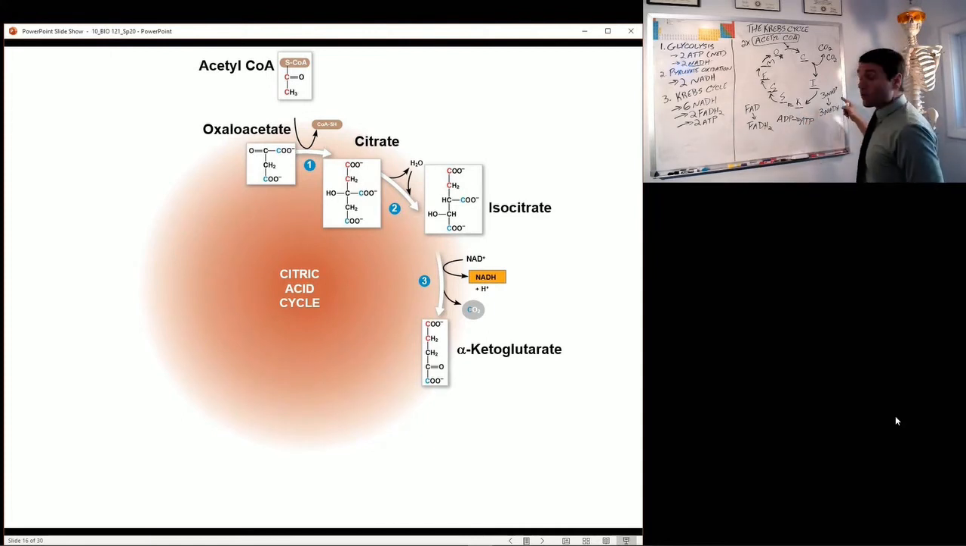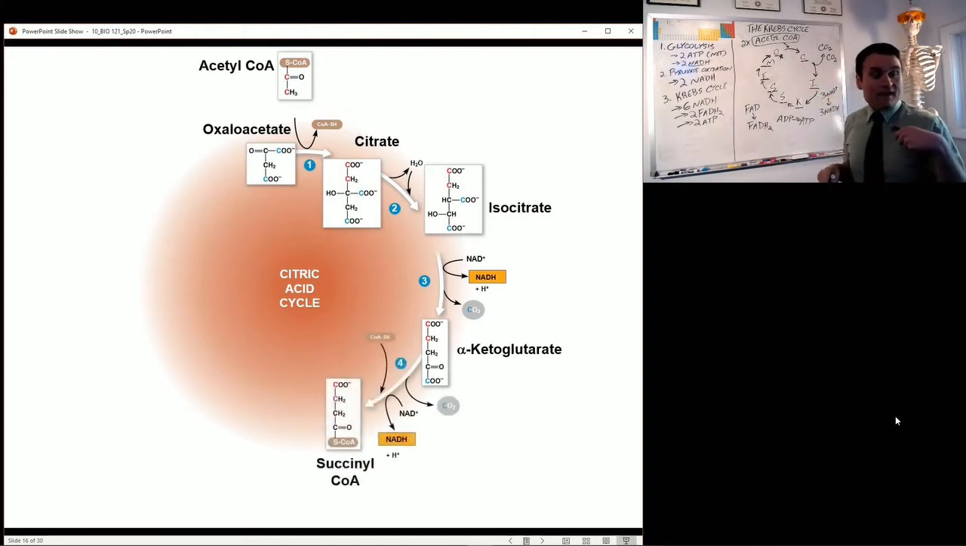This is also where we start making NADH for the first time. So we're going to reduce some NAD plus into NADH, which means that this product in the cycle is being oxidized. If NAD is being reduced, whatever it's working with has to be oxidized. Whenever you have an oxidation, you also have a reduction. And whenever you have a reduction, you also have an oxidation. So NAD is being reduced, and this isocitrate is being oxidized, and you get alpha-ketoglutarate.